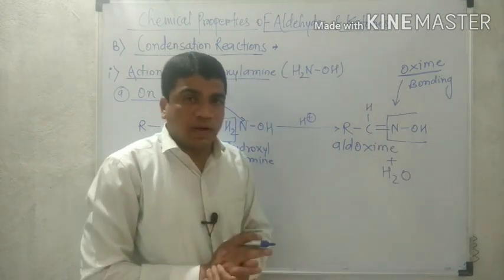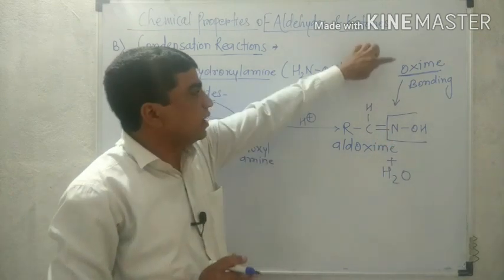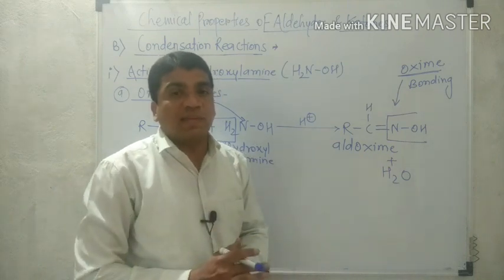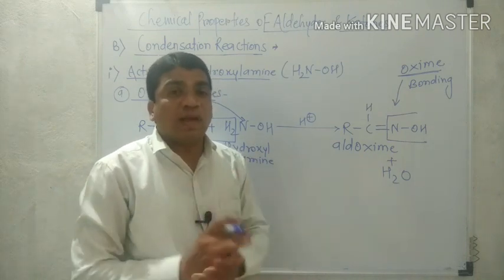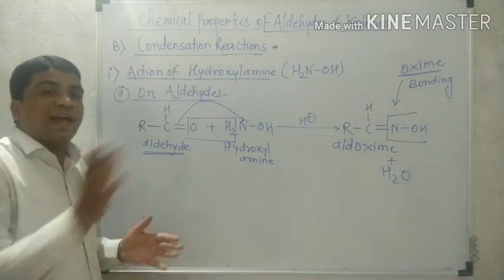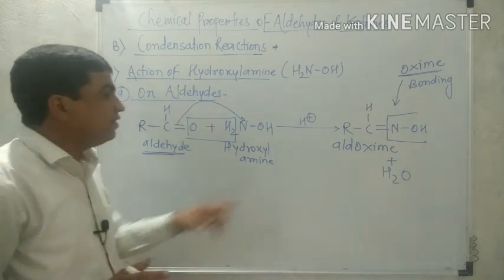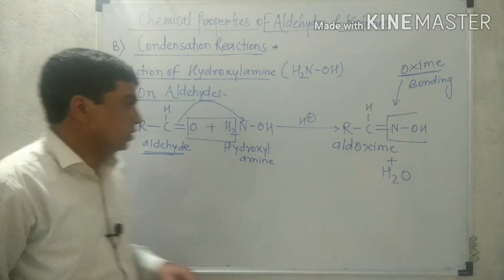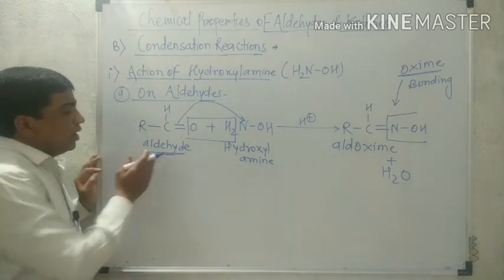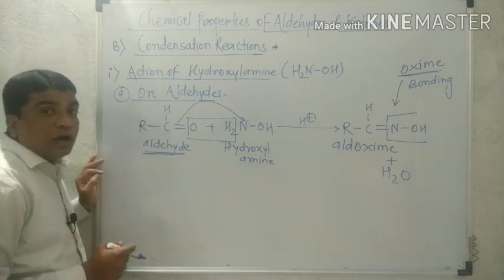So look at the product. The product contains C=N and a single bond OH, which is the oxime bonding, because it is present in oxime type compounds. But this oxime is formed by aldehyde, therefore we call it aldehyde oxime, in short aldoxime. So that is the action of hydroxylamine on aldehyde. Remember, when aldehyde reacts with hydroxylamine in presence of acid catalyst, it gives aldoxime.